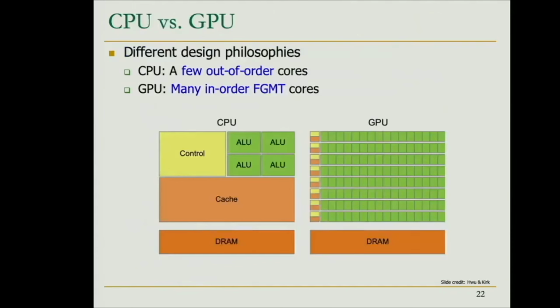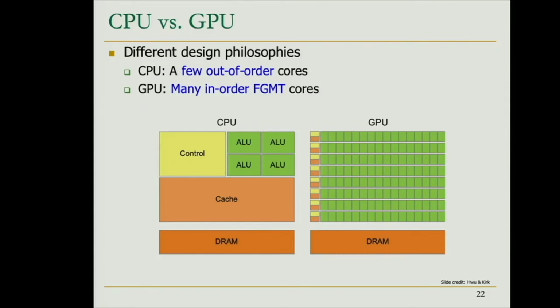Okay, this is something that for sure you know, but it's always good to remind what's the main difference between a CPU and a GPU. The main difference is how you are using the area that you have in your chip. On a CPU, you know that we typically have a few out of order cores, very powerful cores, but only a few of them.